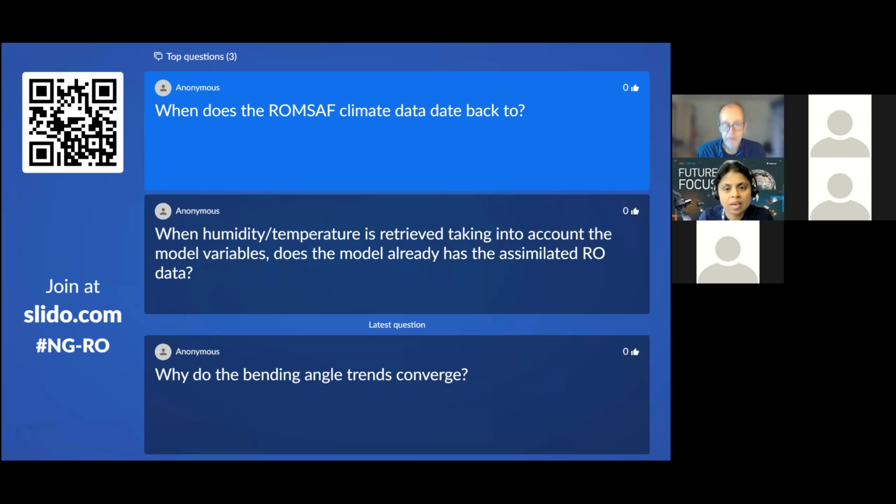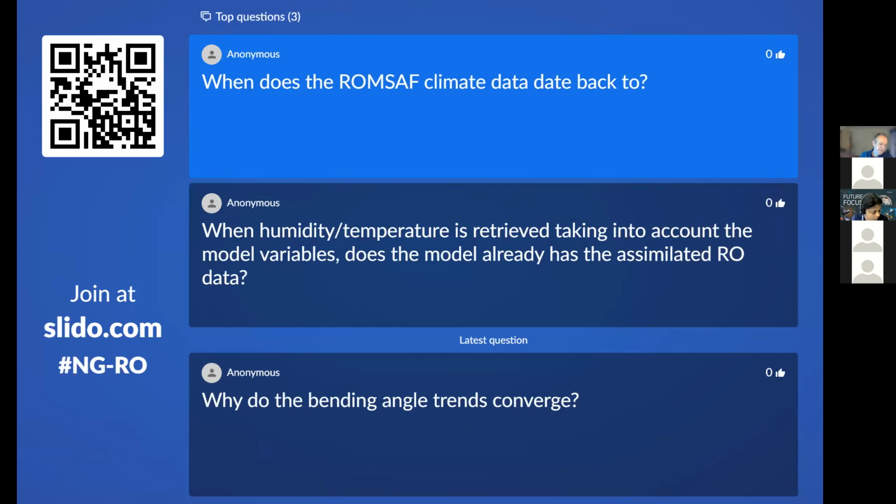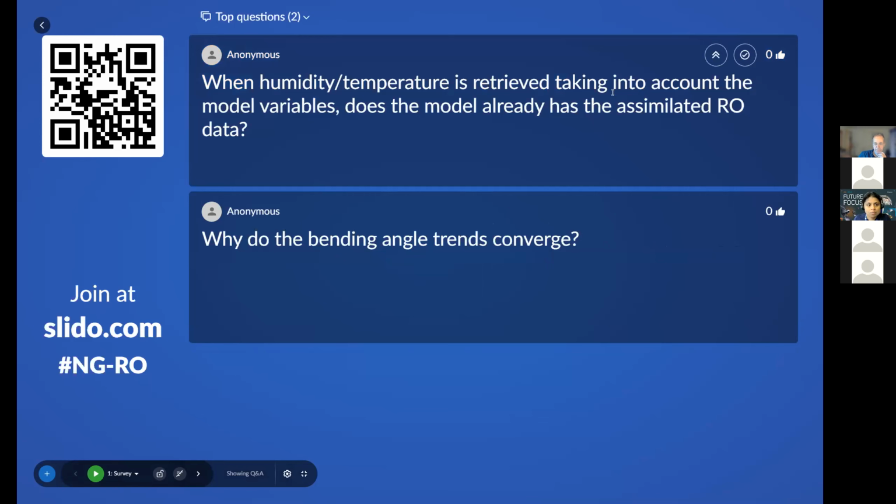When does the ROM SAF climate data date back to? Okay, so the METOP data started in 2006, but we do reprocessings, and we plan to do this at regular intervals, perhaps every 2 to 3 years. We will do an update to include recent developments in the processing, but we start with CHAMP data from the end of 2001. So our time series starts in the end of 2001 and then goes forward. Okay, thank you. Take the next question.